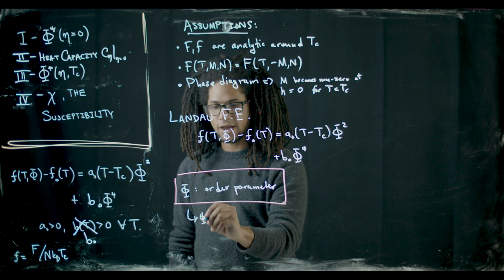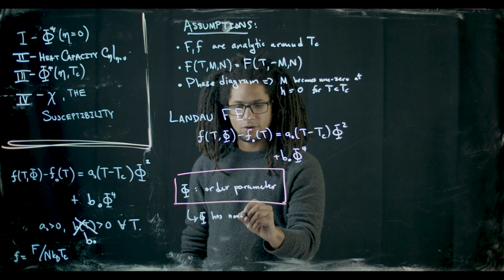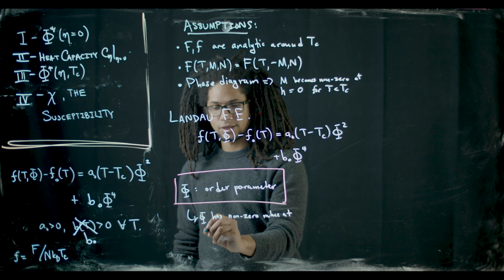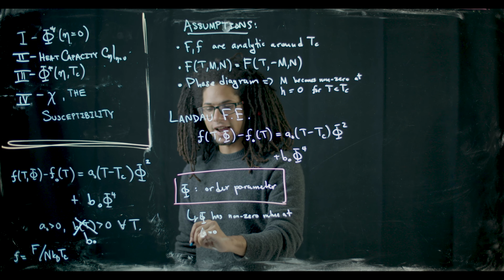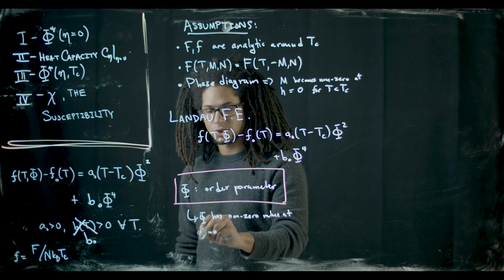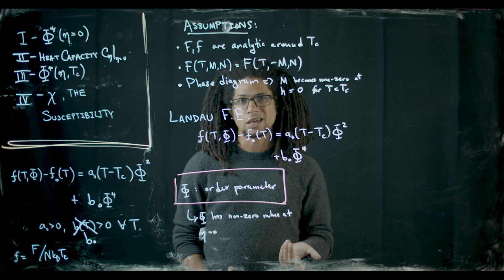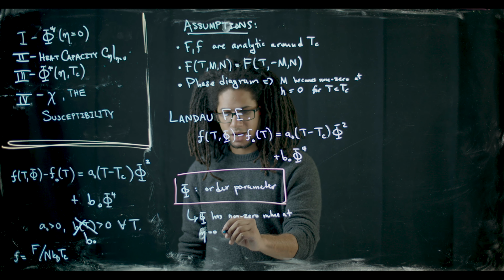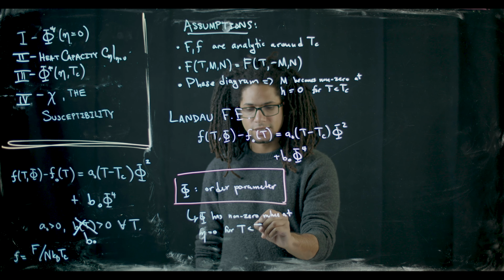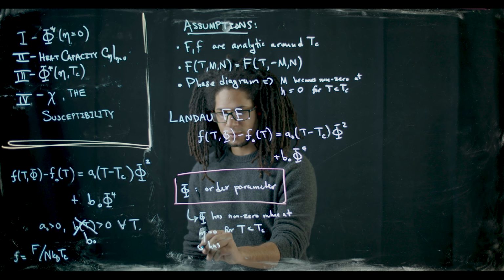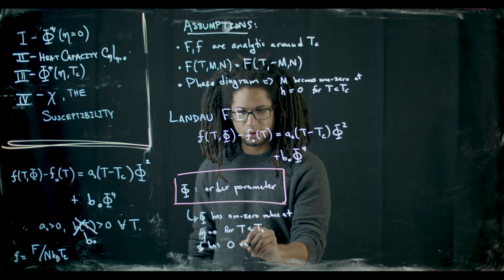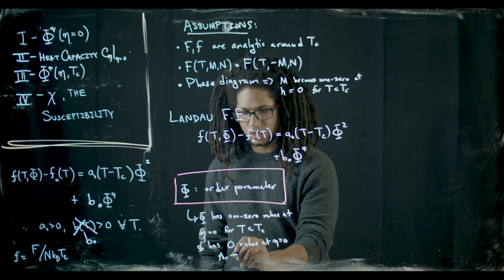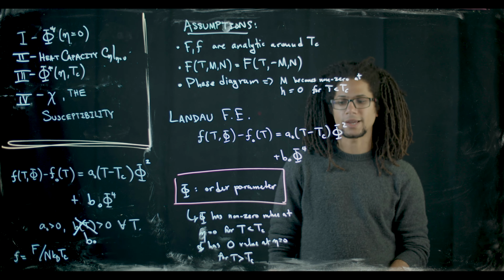So phi has non-zero value at h equals 0. And in fact, let me call phi's Legendre conjugate eta, just so we don't get confused. For the Ising case, this will just be a rescaling of h. Great. Phi has non-zero value at eta equals 0 for t less than Tc, and phi has 0 value at eta equals 0 for t greater than Tc. Excellent.